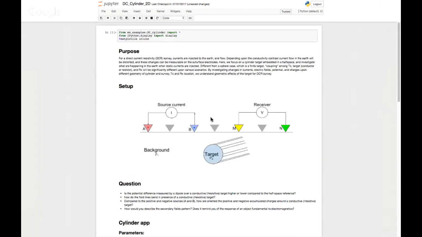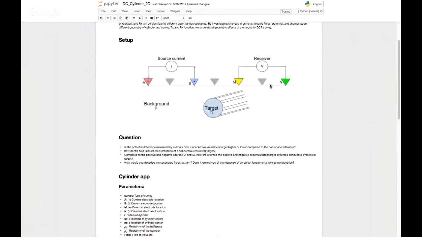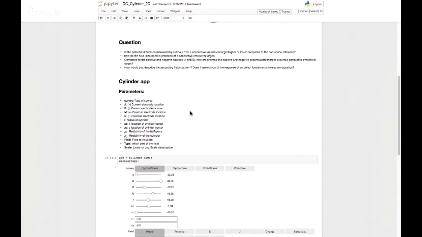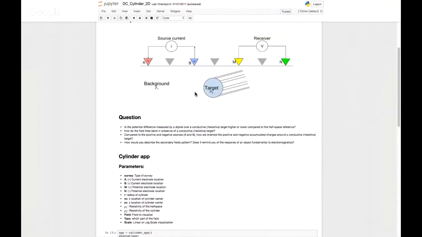It is 4 electrodes plus a target cylinder, and you can change the background resistivity, also change the resistivity of the target, and then the app allows you to work with all 4 electrodes. You can put the A and the B electrodes wherever you like. It's similar for the M and N. So if we're going to do some forward modeling, what are the things that we need to know?